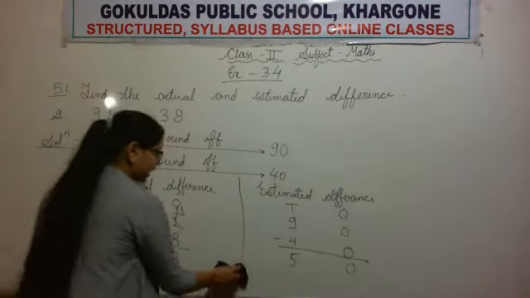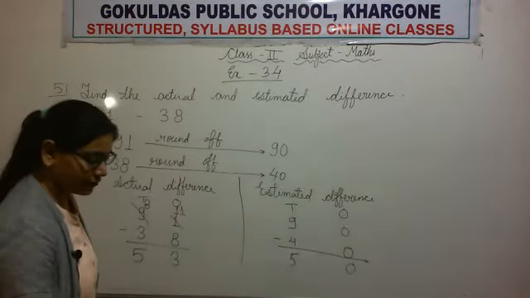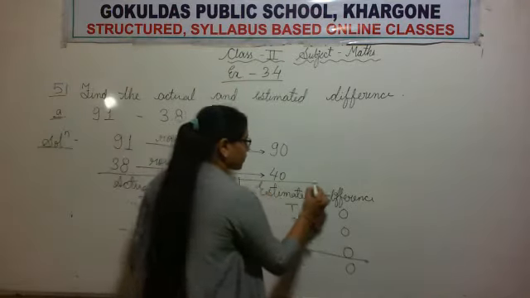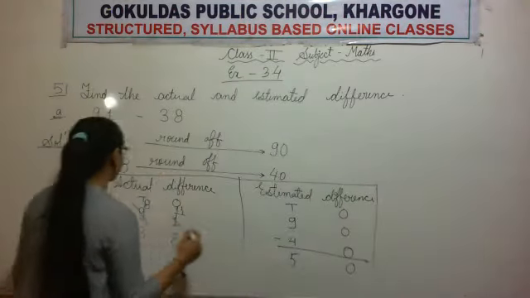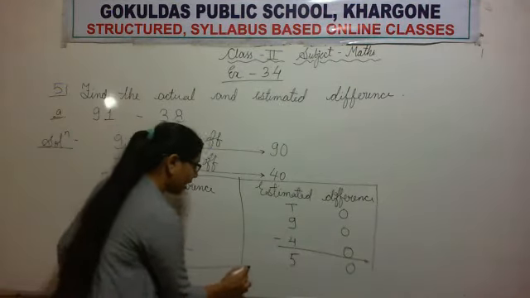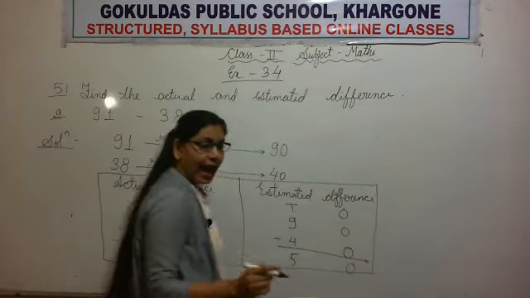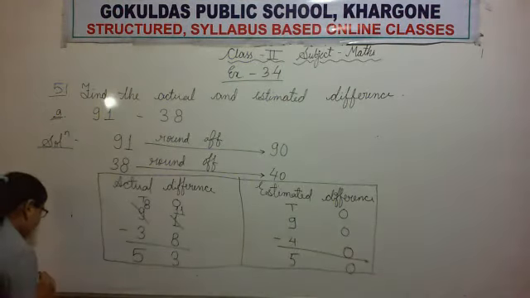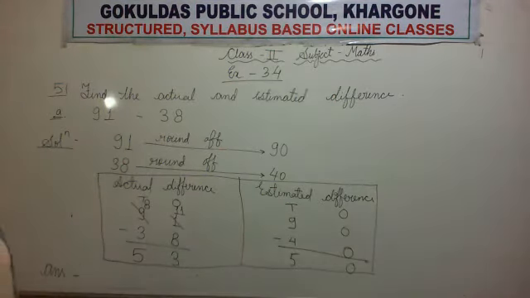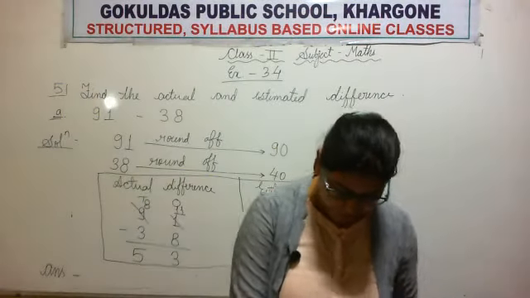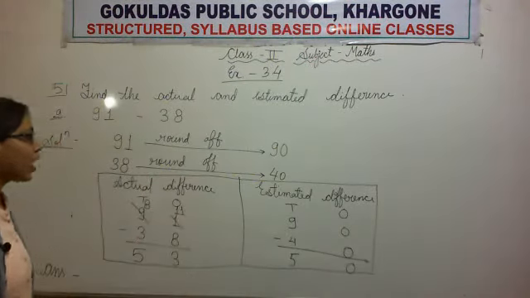Now we will write the answer. Do you remember, students, when making lines, do use a scale or ruler? I am doing it by running hand, but you have to use a scale or ruler. Okay. Now it's time for writing the answer. The question is asking us to find the estimated difference and actual difference. So we have found them out. Now we will write.